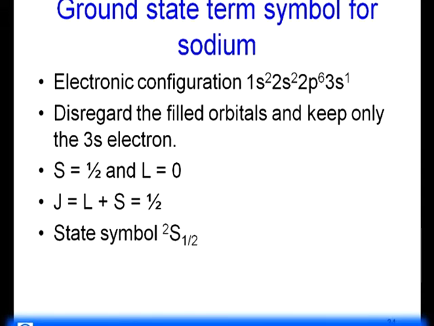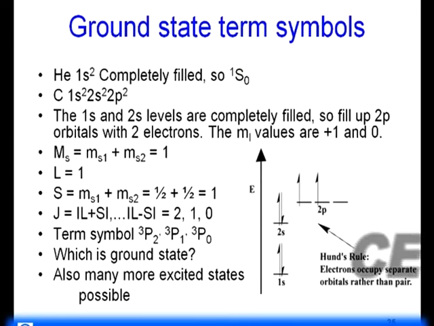So we write down its state symbol as 2S1/2. It is a doublet because 2S plus 1 is equal to 2. We say that it is a doublet and its ground state term symbol is 2S1/2.